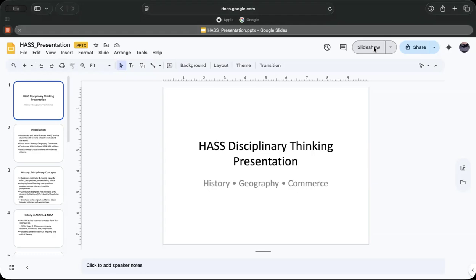For example, if students are investigating globalization, a historian might examine its historical origins through colonization and trade. A geographer might map global supply chains and migration patterns. A commerce student might explore how global economic trends affect local businesses and consumers. Together, these disciplines provide students with a holistic and critical understanding of complex global issues.